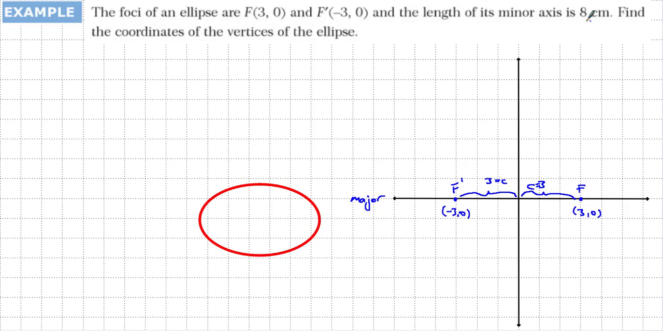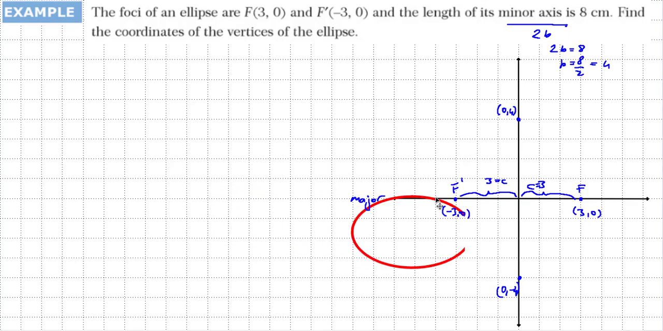And the minor axis is equal to 8. The minor axis, we know, is equal to 2b. So 2b is equal to 8, and b is equal to 8 over 2, which is equal to 4. So the minor axis length, from this point to this point, one of the vertices is here. The other vertex should be here, which is (0, 4) and (0, -4). These are the other vertices of the ellipse, because if the center is on the origin, the figure should be like that.